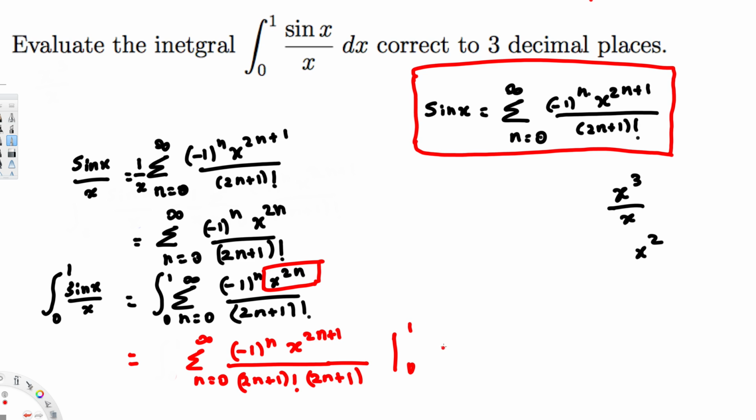Now let's plug in the 1. If you plug in 1, this is going to become summation n equals 0 to infinity, negative 1 power n, and x is going to become 1. So 1 power 2n plus 1, and then we are going to have 2n plus 1 factorial. The other things are not going to change because x is the only value that's going to change, right? So we are going to have 1 power 2n plus 1 and 2n plus 1.